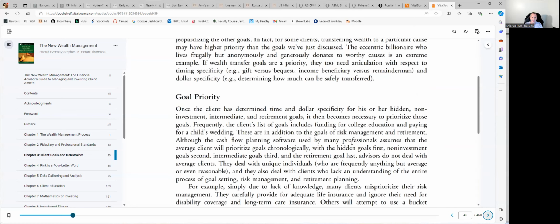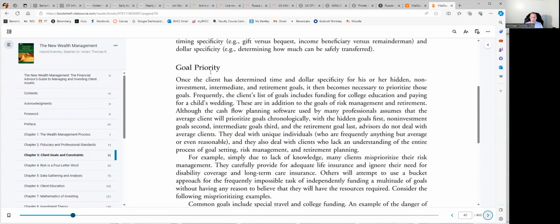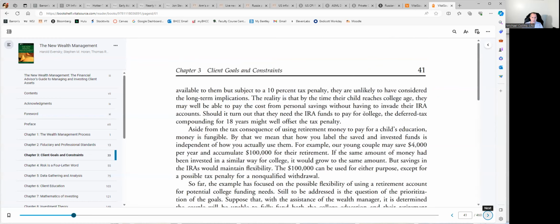Scrolling through here pretty quickly. Be familiar with goal priority. For most people, the number one goal is usually for funding their lifestyle, and then they might have secondary goals like paying for college for their children.